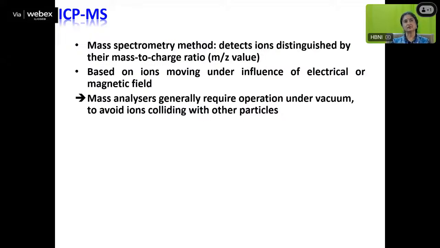So what is ICP-MS? As the name suggests, inductively coupled plasma, or ICP, is combined with mass spectrometry, which is MS. So ICP-MS. The mass spectrometry method normally detects ions distinguished by their mass to charge ratio, the m/z value. Based on ions moving under the influence of an electrical or magnetic field, they can be separated. Mass analyzers are used to separate these masses based on their mass to charge ratio, and they normally require operation under vacuum to avoid ions colliding with other particles.